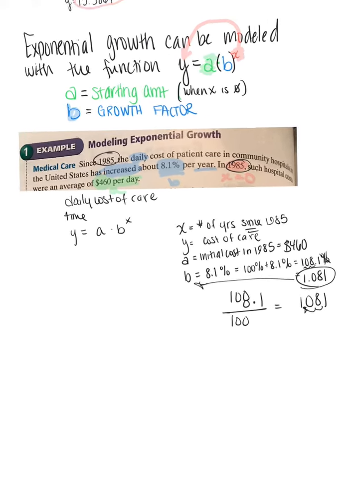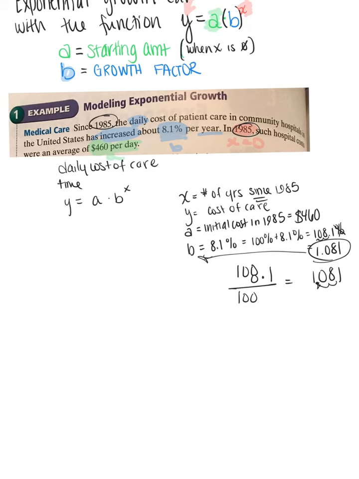That's my growth factor. All right, so now that I have my growth factor, I have my initial, all of my variables, let's plug it in and see what we end up with. y equals 460 times 1.081 to the x, where x is the number of years. Okay, and I like to use parentheses around my 1.081, my growth factor, just so I'm really clear about the fact that my exponent goes only to this guy, and I have to do this first.